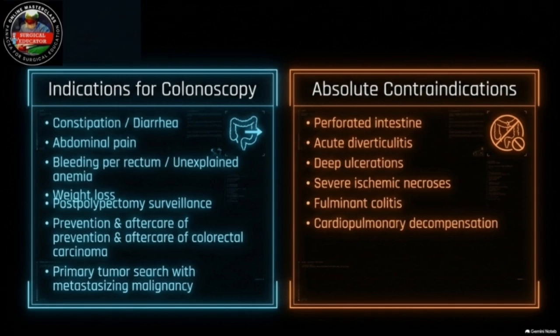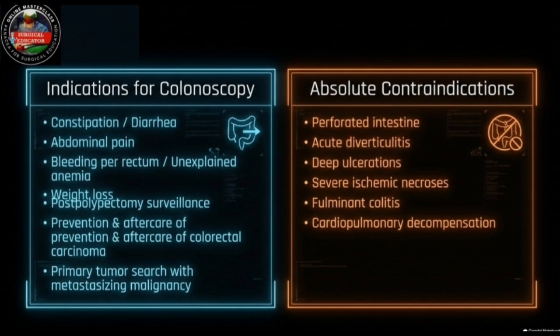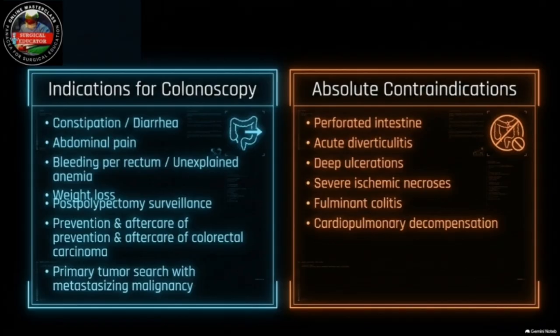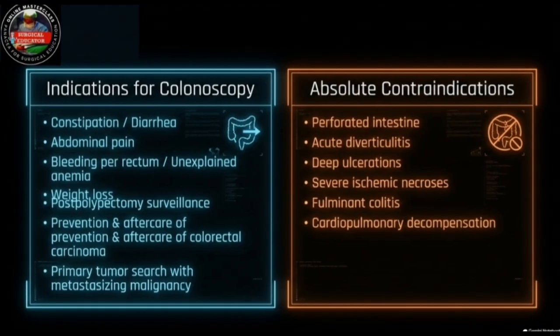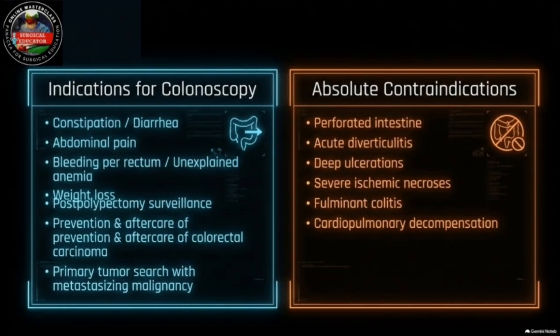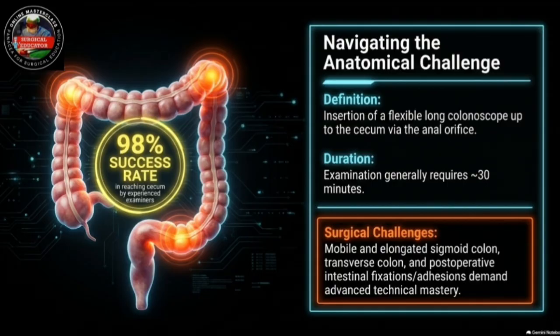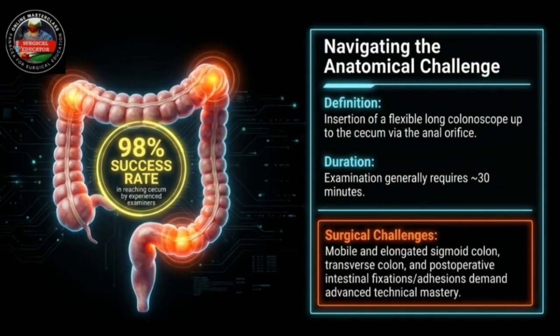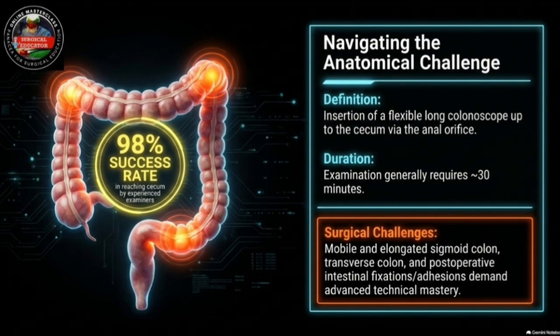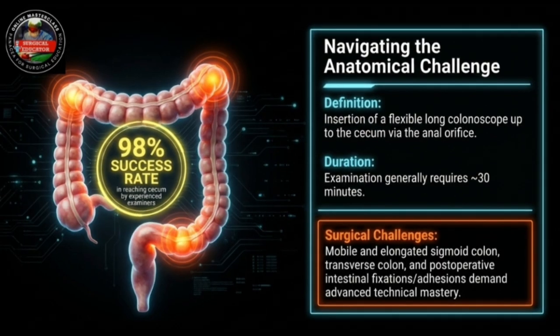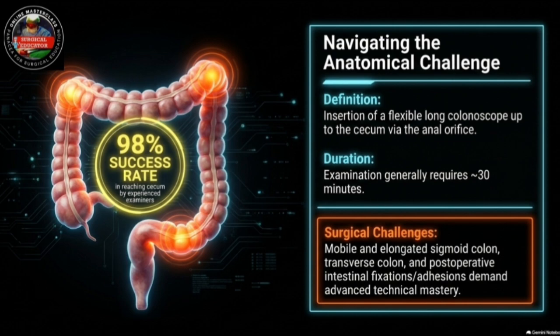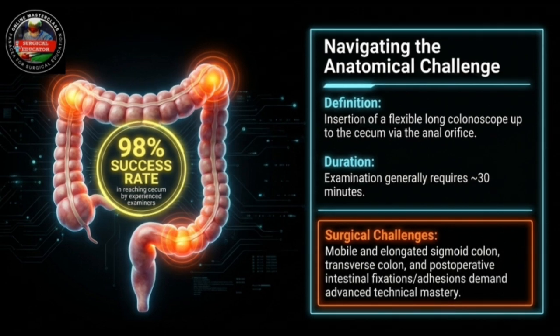Exactly. That perfectly illustrates why patient selection is paramount, which means even under normal conditions, simply getting the camera from point A to point B is a massive anatomical challenge. It really is. And slide 3 breaks down this navigation. It defines the procedure as inserting this flexible scope up to the cecum, and it proudly displays a 98% success rate for experienced examiners. Which is fantastic. But it also lists obstacles, like a mobile and elongated sigmoid colon or postoperative adhesions. If the success rate is 98%, how hard are these obstacles to actually overcome?